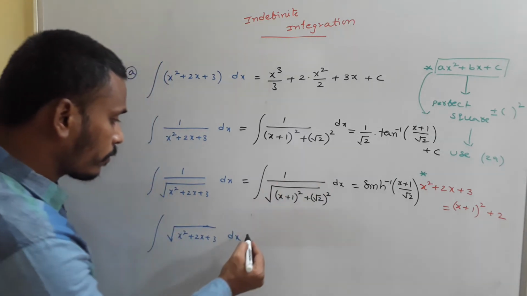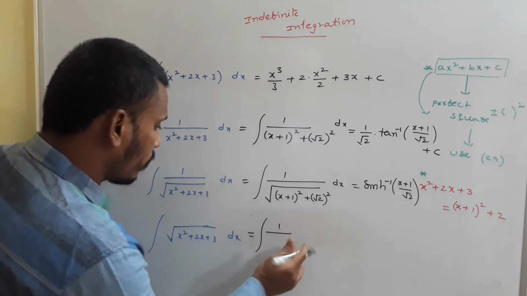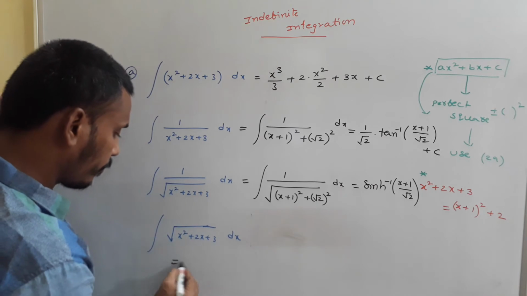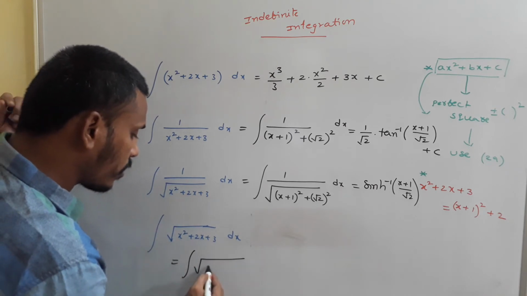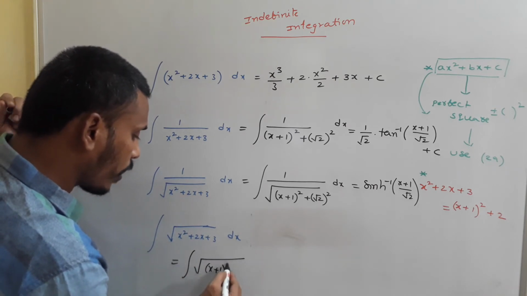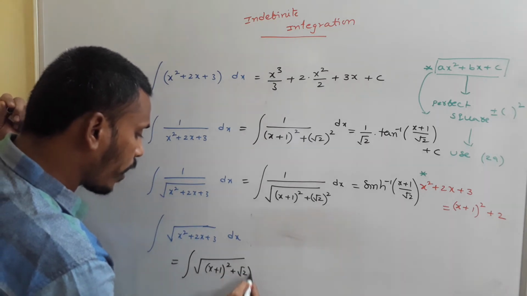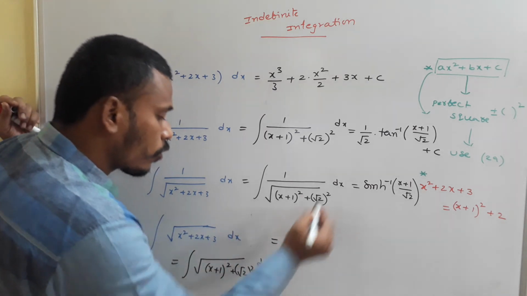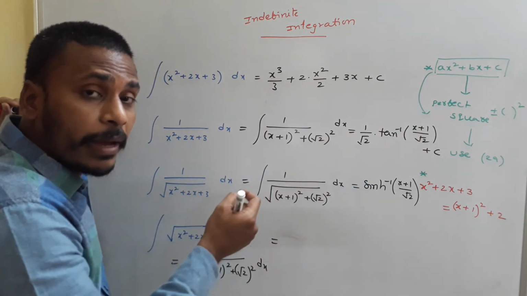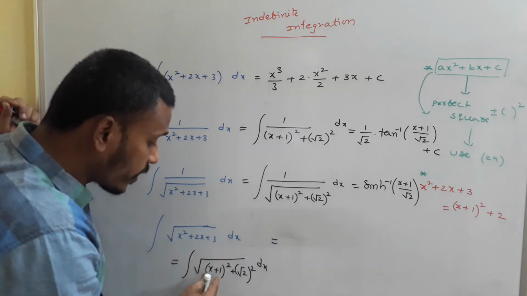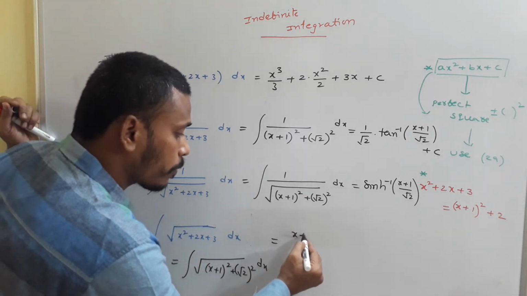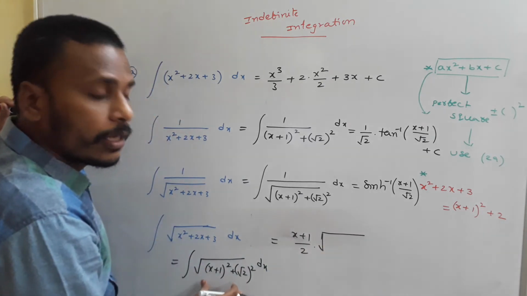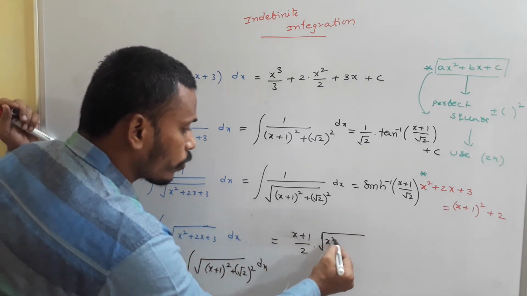And now the next one, this is equals to integral, not 1 by. So integral root of x square plus 2x plus 3 is nothing but what? x plus 1 whole square plus root 2 square dx. So some x square plus a square. So for all this problem, what is our answer? x by 2 into, here what is x? x plus 1. So x plus 1 by 2 into root of this total quantity. This total quantity is x square plus 2x plus 3 only.